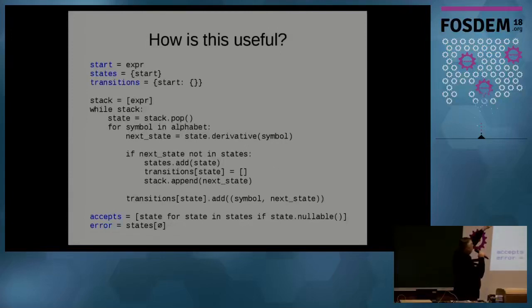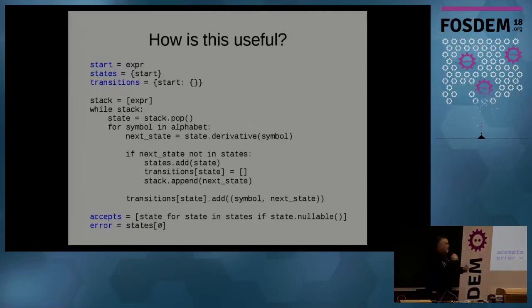You start off with a regular expression, and that's your start state. Then you add your start state to your set of states, and then you stick the first state on the stack. And then you go into a loop. So you take a state off the stack and you say, okay, for every symbol in my alphabet, let's take the derivative of that state, and that's a new state.